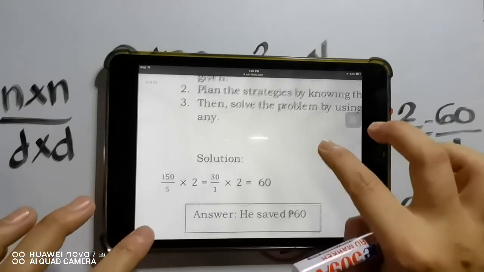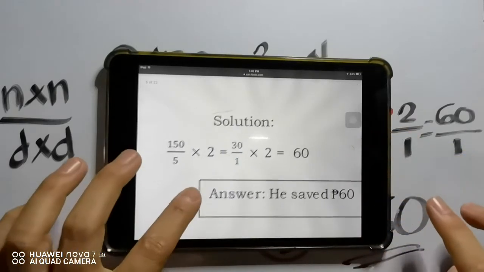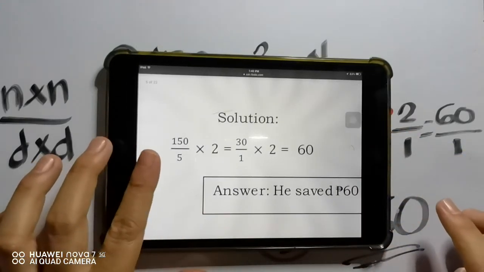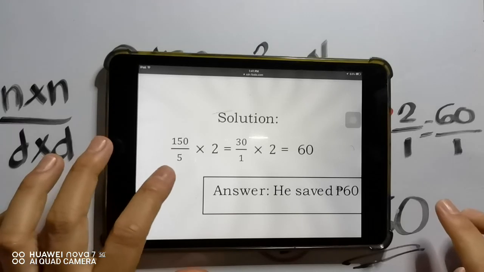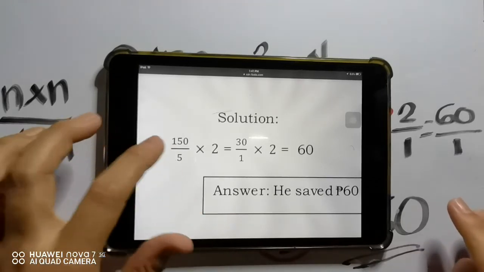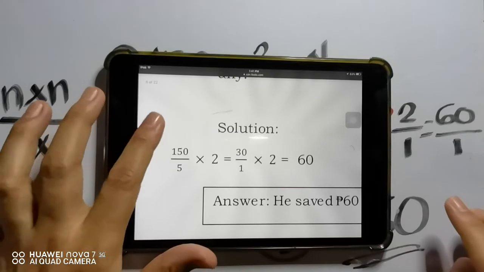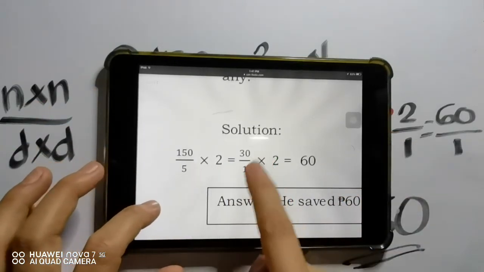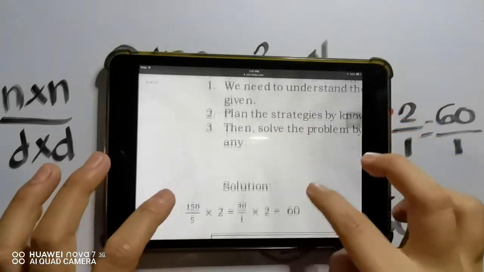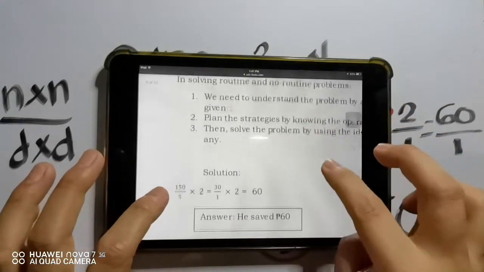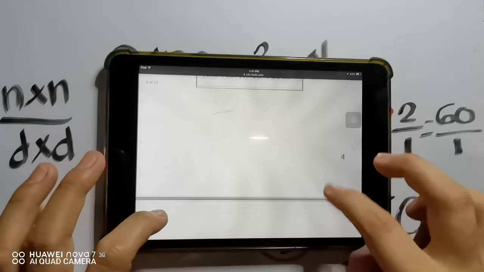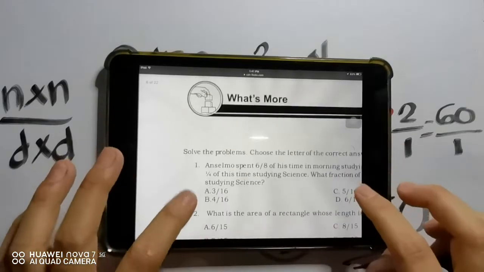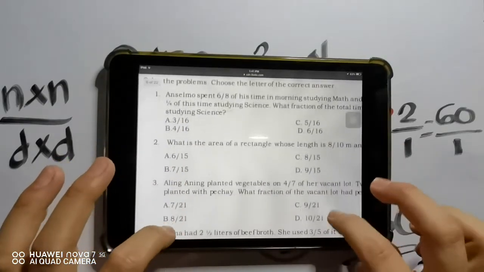Yan yung solution. Diba? Dito kasi iba na yung ginawa niya kasi ito ngayon ay multiply na. Ayun, ito ginawa din by 10. Okay. He saved 60 pesos. Okay.